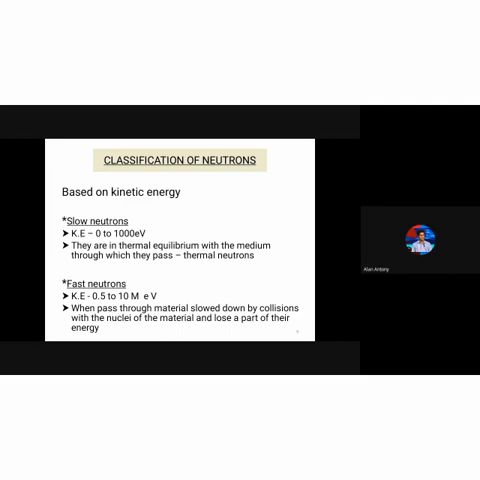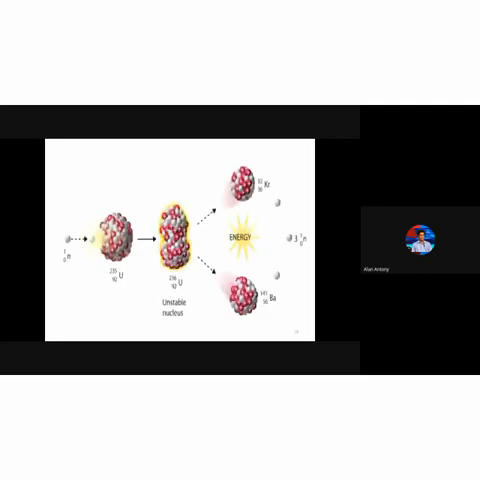Slow neutrons are in thermal equilibrium with the medium through which they pass, and hence they are called thermal neutrons. Fast neutrons, when they pass through material, slow down by collisions with the nuclei of the material, and they lose a part of their energy. This is a picture of the fast neutrons.